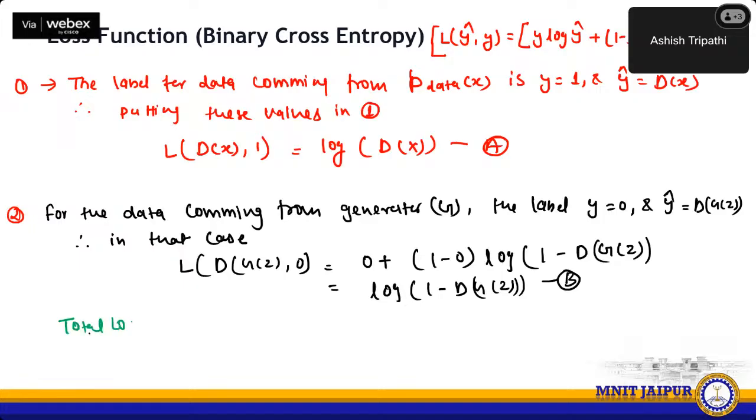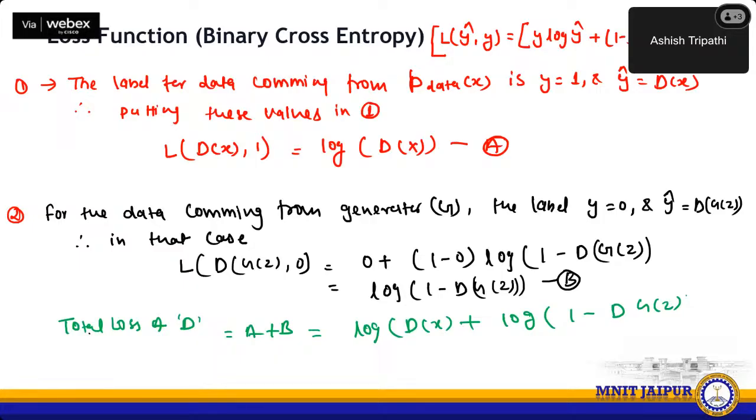Total loss for discriminator D will be equal to A plus B, that will be equal to log of D of x plus log of 1 minus D of G of z. Got the point?